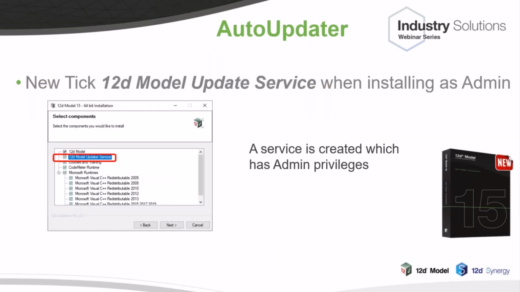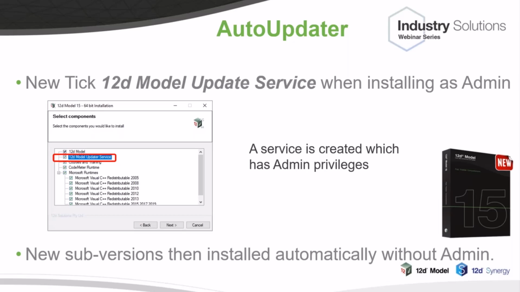So when you're installing 12D model, there's a tick on the installer to start a 12D model updater service. Now, you have to do this initial installation as admin, but once this is done, a service is created which has admin privileges. So when new subversions are released, they can be automatically installed by you without needing admin privileges.